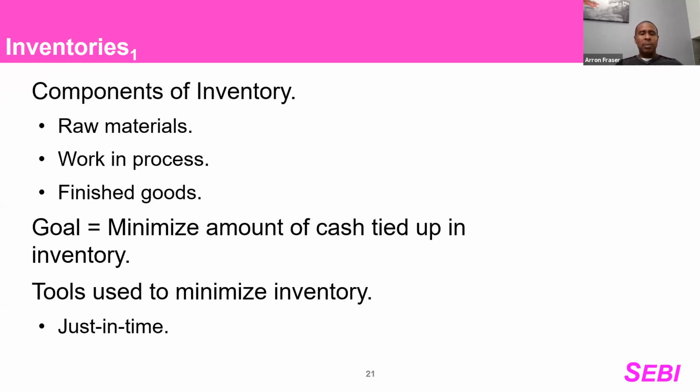One of the tools used to minimize inventory is the classical approach used by the Japanese, which is just in time. Essentially, they have arrangements with their suppliers, who will deliver those raw materials or inventory as they need them. So it allows them to reduce their carrying costs, reduce the costs for storage and so forth, right?